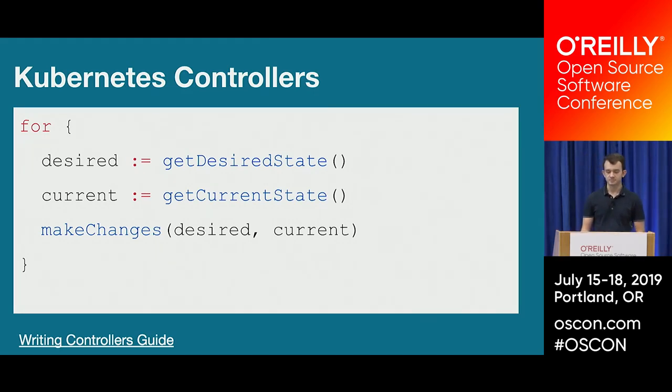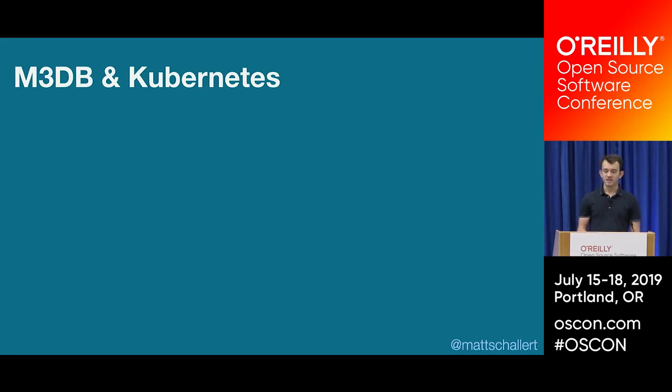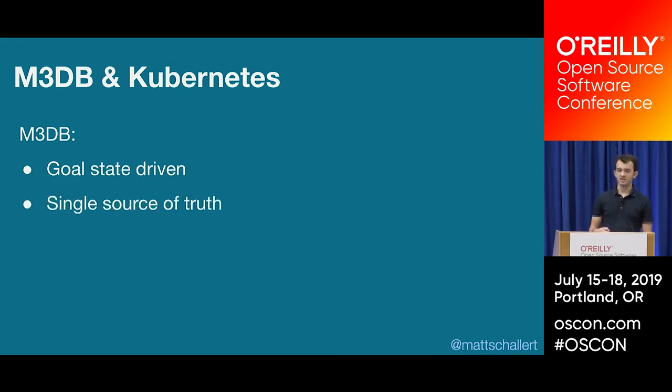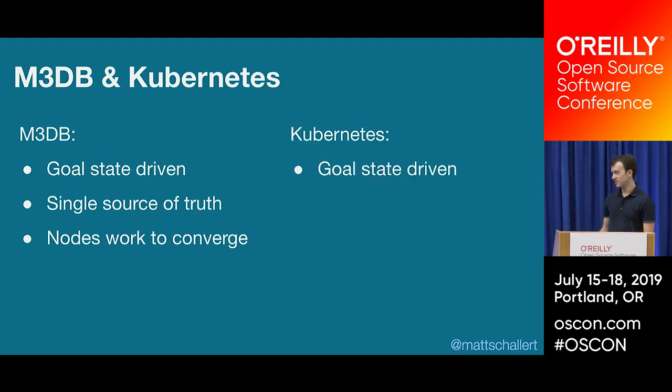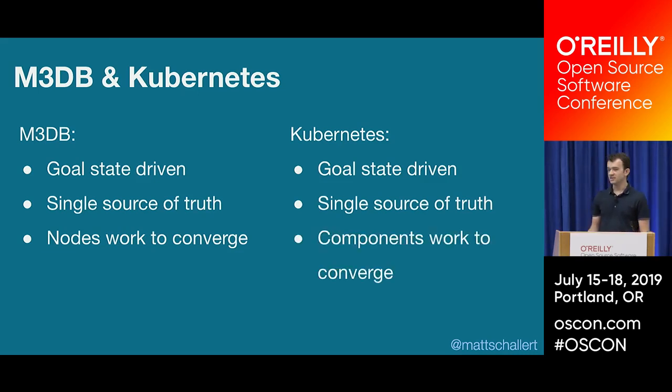on this desired state. So as we were designing how M3DB would work on top of Kubernetes, we began to notice some similarities in their models. M3DB is goal state driven. It has a single source of truth, which in our case is etcd, and the DB nodes work to converge on this desired state stored in etcd. Kubernetes is also goal state driven. It also has a single source of truth, which happens to be etcd in its case. And these various components or controllers or other actors in the system all work to converge on this desired state.